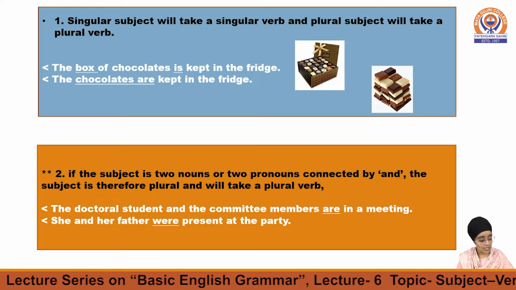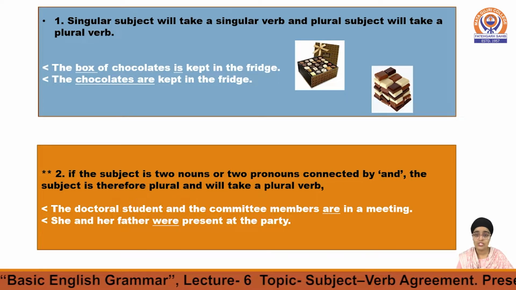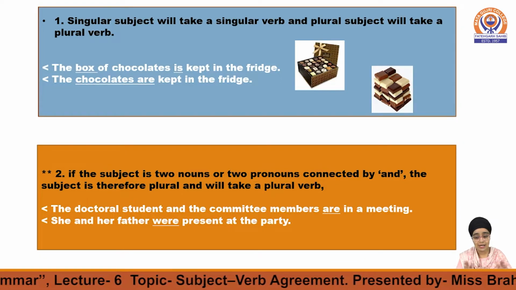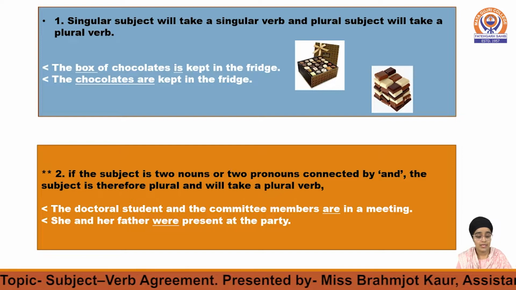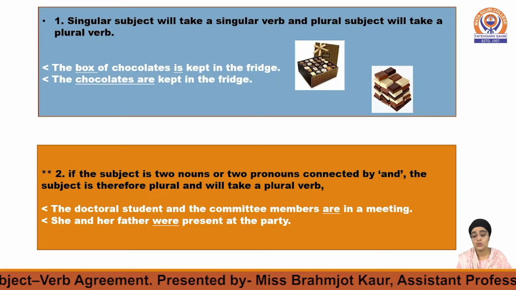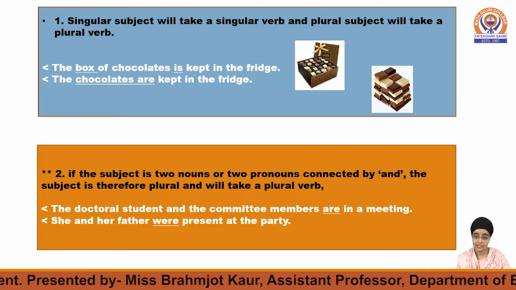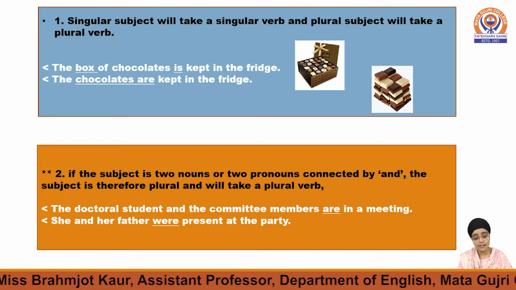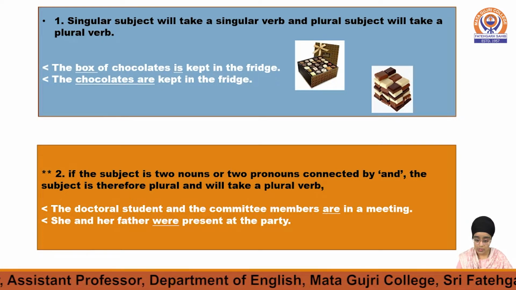Second, if the subject is composed of two nouns or two pronouns which are connected by an and, this and this, then the subject becomes plural and therefore it will definitely take the plural verb. Examples: the doctoral student and the committee members, plural form, are in a meeting. So a plural subject will take a plural verb. She and her father, both of them, were present at the party, not was.